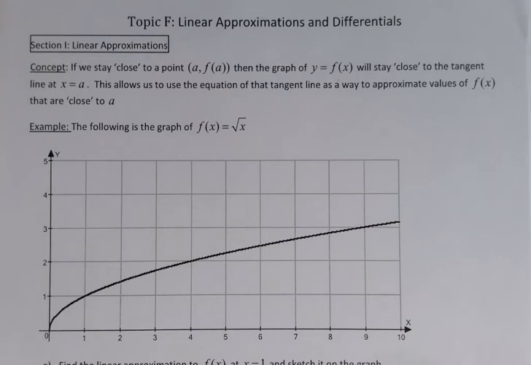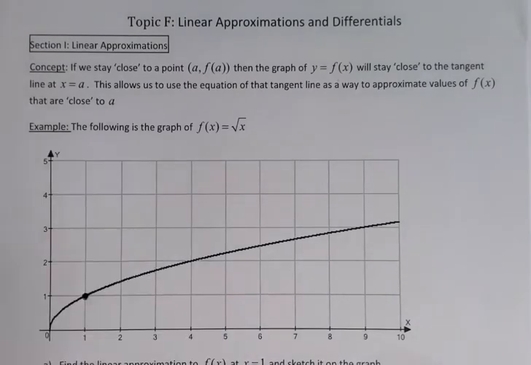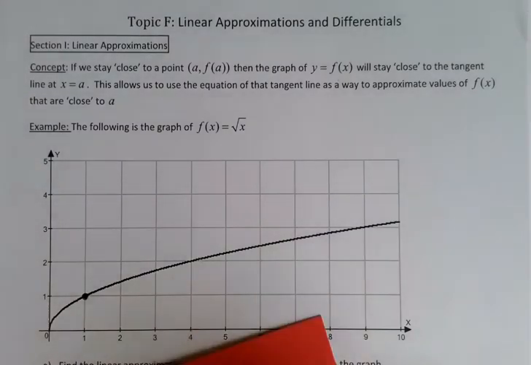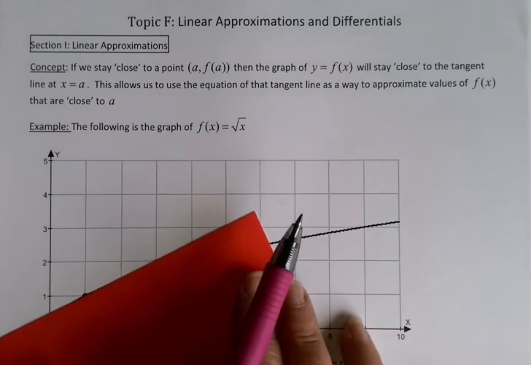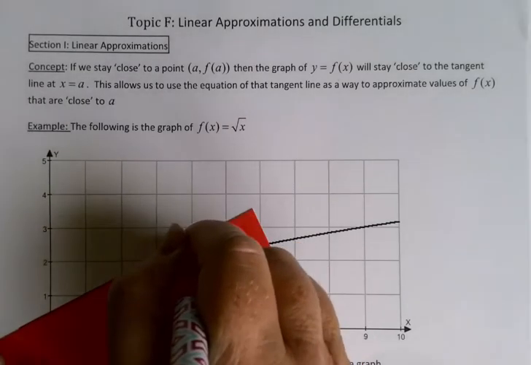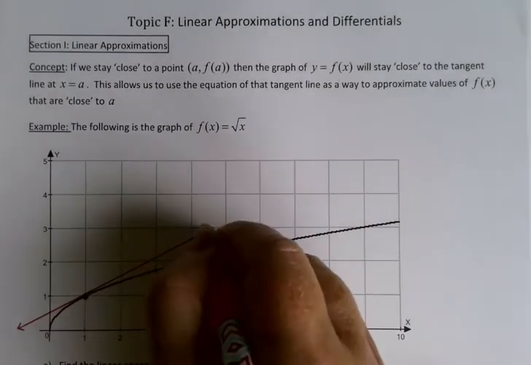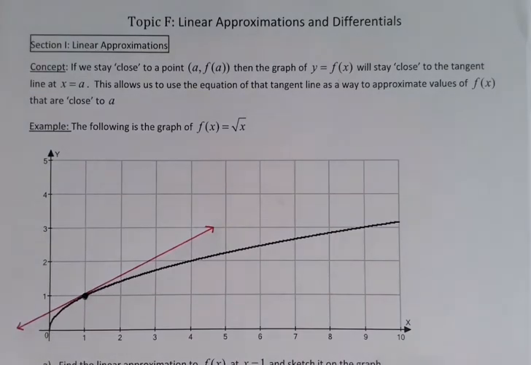Here's an illustration of what I mean. Here we've got a graph of f of x equals the square root of x. And let's go ahead and draw the tangent line at x equals 1. So here we are at x equals 1, and I'm just for now going to sketch in the tangent line. We'll calculate it in a minute, but we can approximate it pretty well. So there's my tangent line.